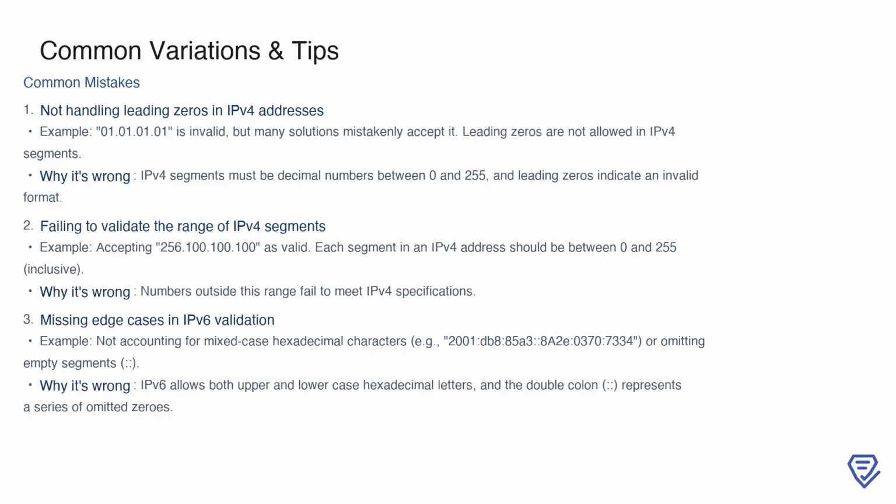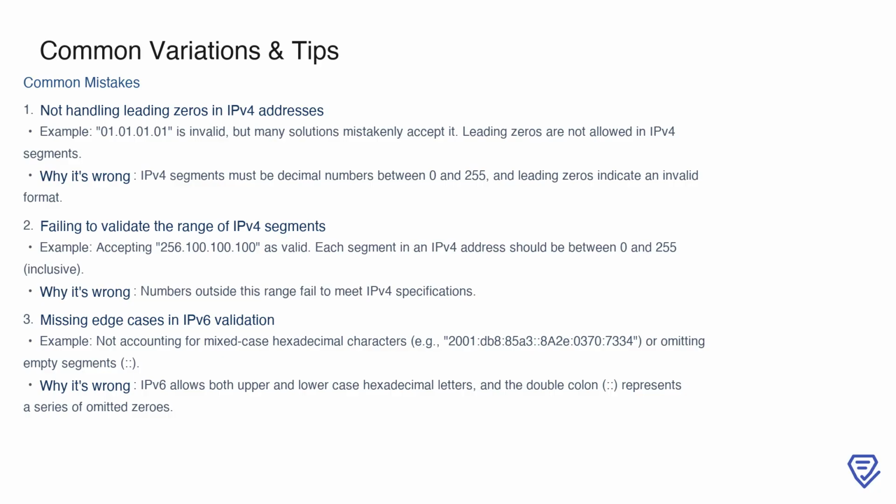Another mistake is failing to validate the range of IPv4 segments. Consider 256.100.100.100. This is invalid because each segment must stay within the range of 0 to 255, inclusive.